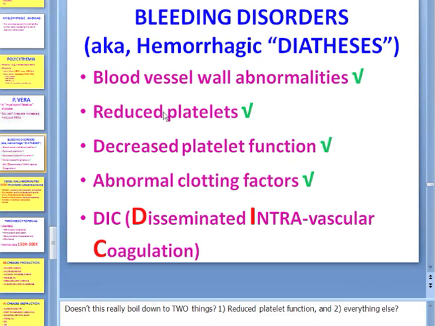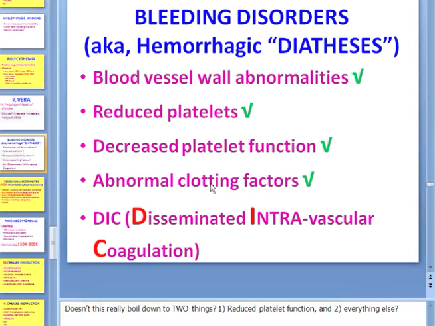And generally, the normal platelet count is between 150 to 300, which is usually the normal range. If you only have 100, that's probably okay. If you have 50, that's kind of a concern. If you have lower than 25, there's a good chance you'll be bleeding spontaneously, even to death. So remember those little numbers.